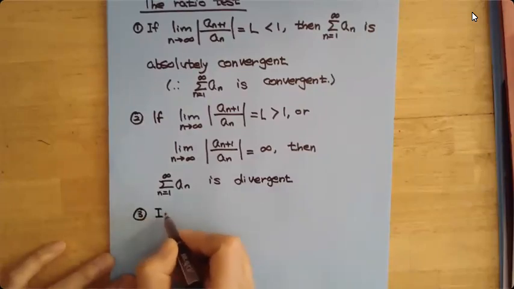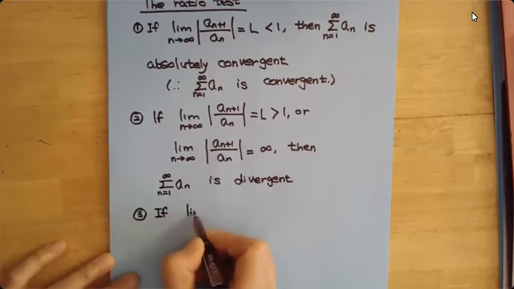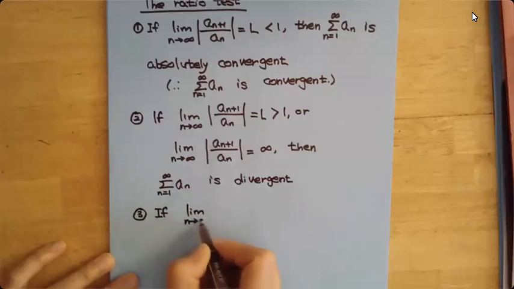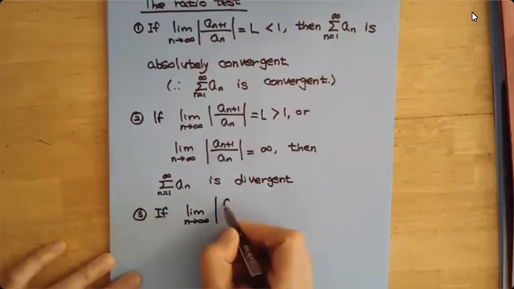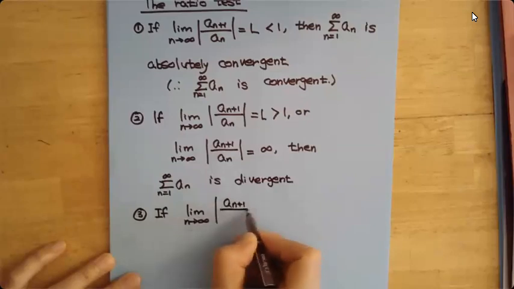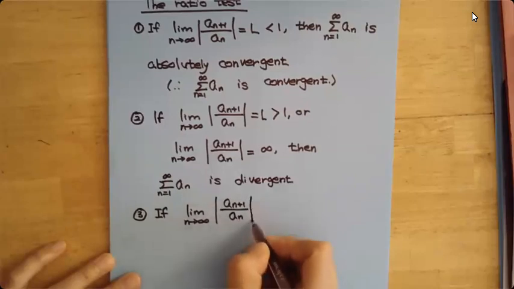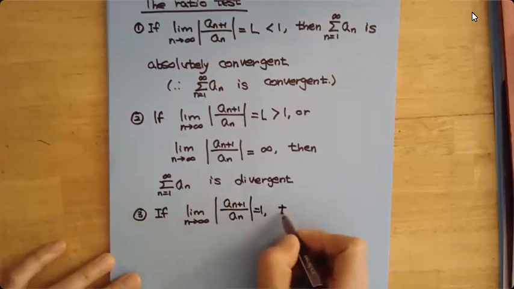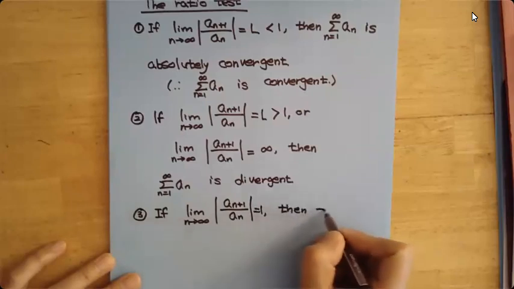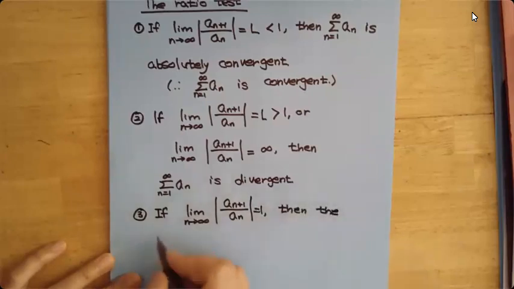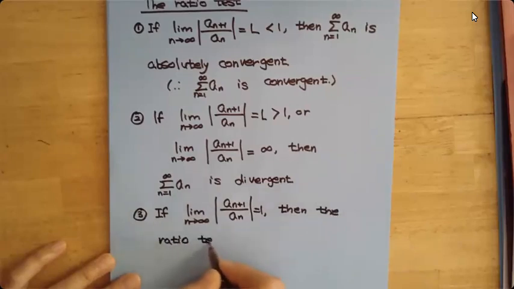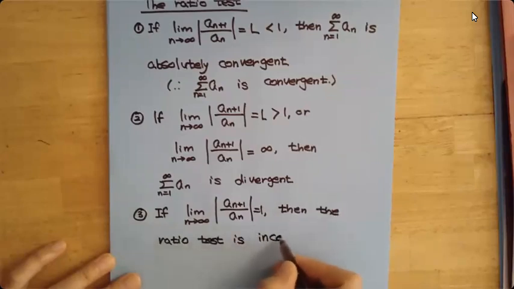The third one is if the limit as n goes to infinity of the absolute value of a_{n+1} over a_n equals 1, then the ratio test is inconclusive.